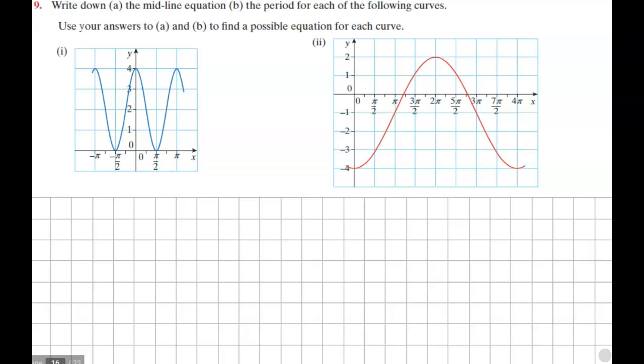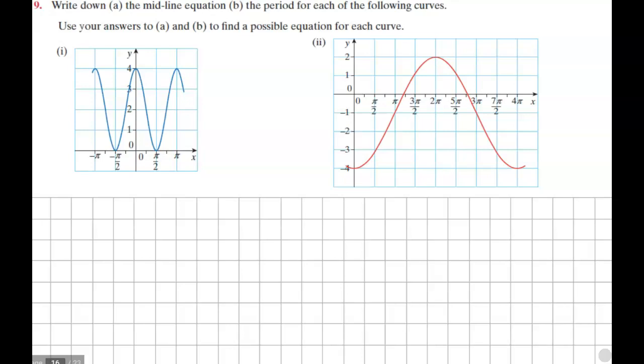Okay, so just to go through a question from exercise 3.8, I'll go through question 9. So we have a curve here. We're going to try and work out what type of curve. Is it sine or is it cos? We've got to find out where the midline is, what the period is, i.e. how squashed or stretched out it is, sort of horizontally, and then as a result we should be able to come up with the actual equation.